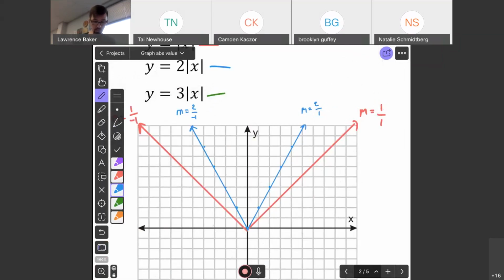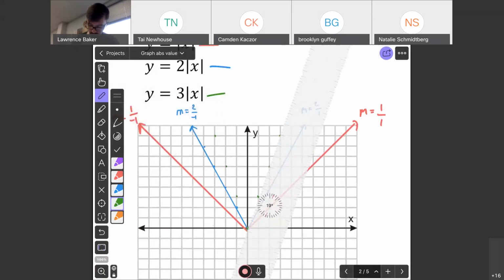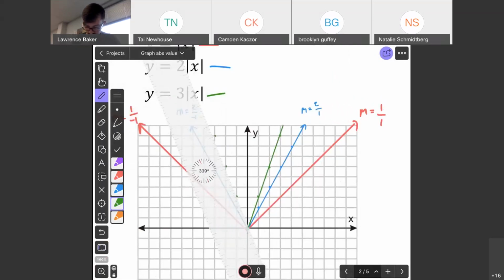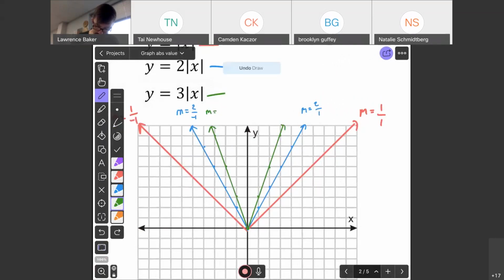A very similar thing happens with the green one, the 3 times the absolute value of x. Start at that vertex, we go up 3, right 1, up 3, right 1, up 3, right 1. And we go back to the vertex, and we go up 3, left 1, up 3, left 1, up 3, left 1. So our slope on the left is 3 over -1. Slope on the right is 3 over +1.